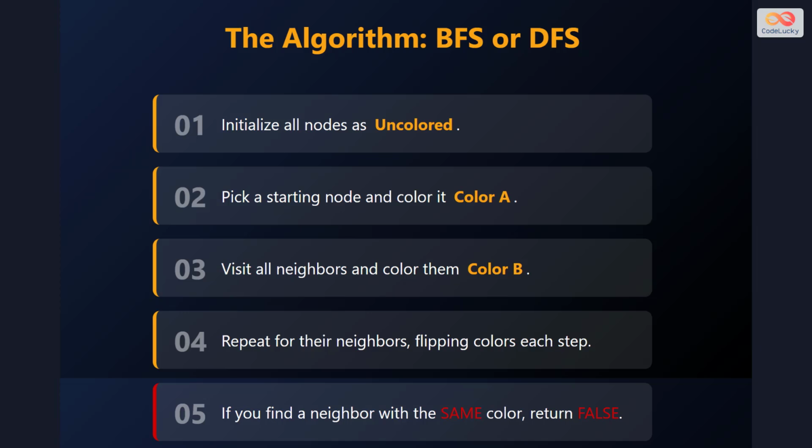To solve this programmatically, we can use breadth-first search or depth-first search. We start by initializing all nodes as uncolored. We pick a starting node, assign it a color, and then visit all its neighbors. We assign the neighbors the opposite color. We repeat this process, flipping colors at each level. If we ever encounter a neighbor that already has the same color as the current node, we have found a conflict, and we return false.